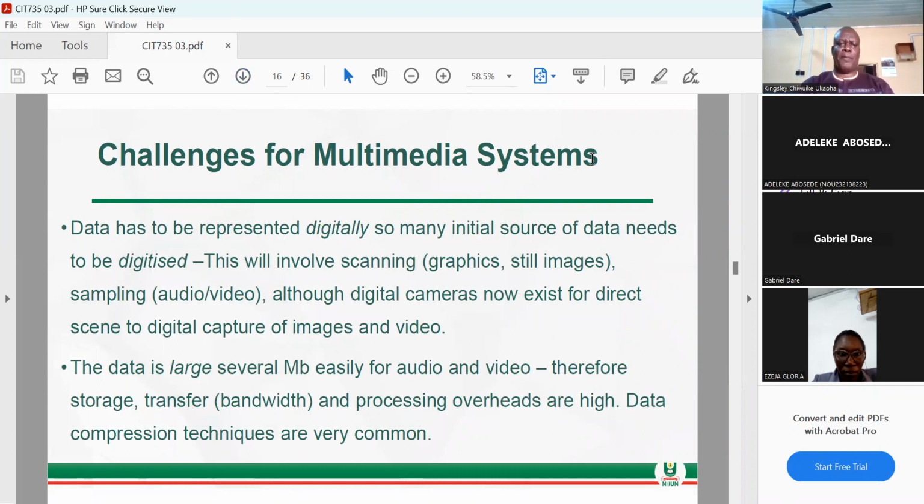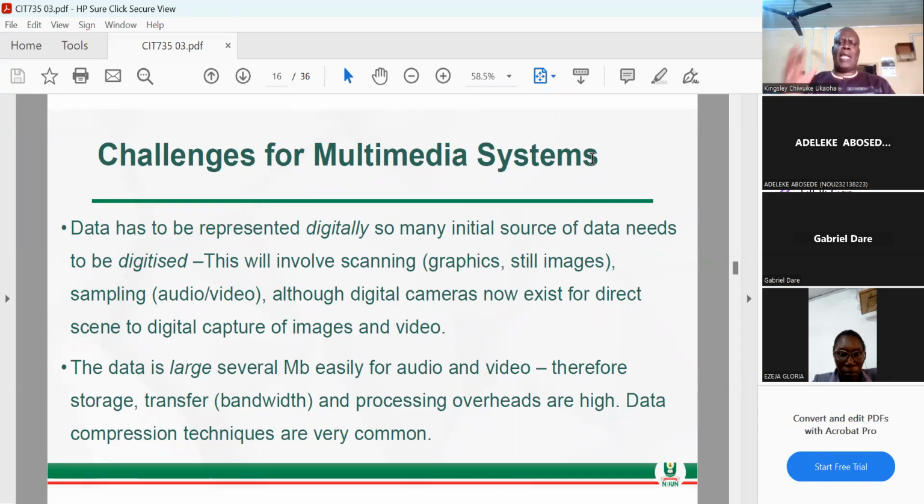First of all, data has to be represented digitally. So many initial sources of data need to be digitized. And this will involve, if it is for graphics or still images, you must scan them so that they go into a computer and are in digital form. If it is sampling audio or video, it must be in that form. Although digital cameras now exist for direct digital capture of images and video, apart from digital cameras, we also have webcams, which can capture everything you are saying into a computer, because there's a microphone already built into the computer that also records your voice.